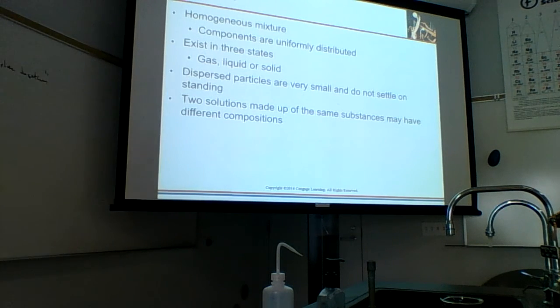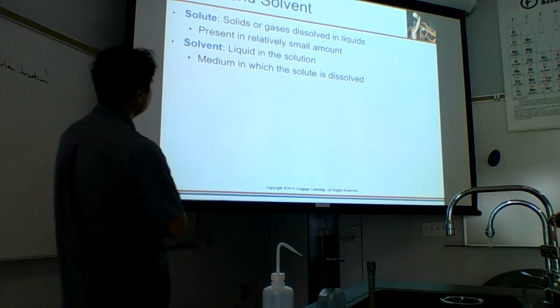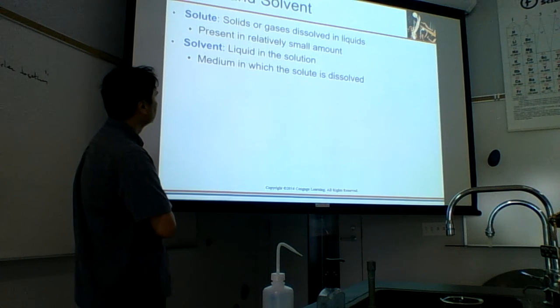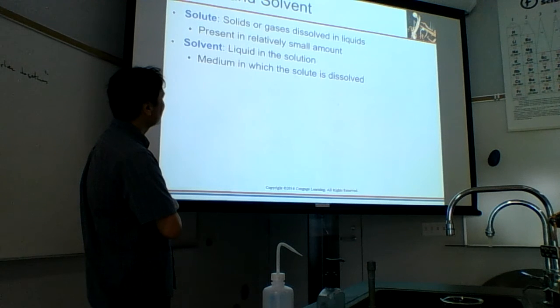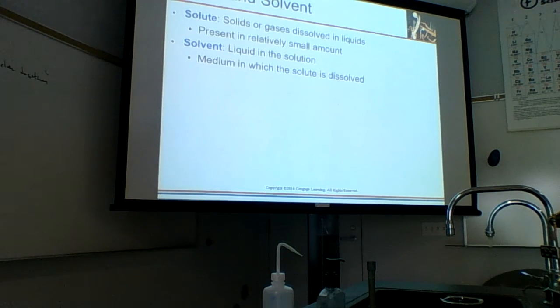Well, the other stuff's not important. Let's skip the others. When we look at solutions, we have a major component and a minor component. The minor component is called the solute, and the major component is called the solvent. The solute are the solids or gases dissolved in liquids present in relatively small amounts. So for example, if we're looking at sugar water, sugar would be the solute, and water would be the solvent, sugar water.